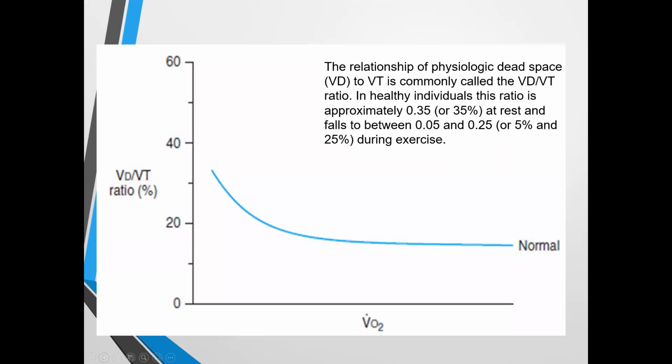Now let's take it away from the words and look at what's actually happening graphically. What I alluded to before is this reduction in physiologic dead space. Okay, it's not actually a reduction of dead space, it's a reduction of dead space relative to ventilation. In healthy individuals, the ratio is about a third, 33 to 35%.